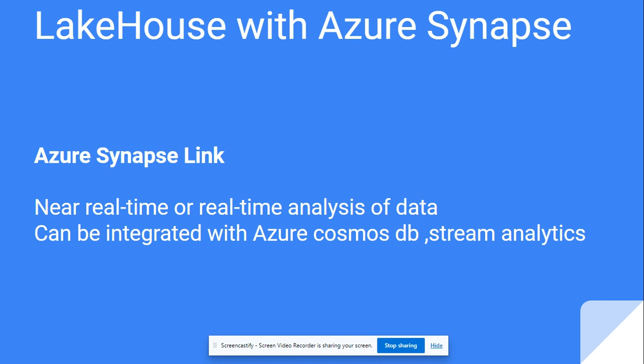Finally, we are going to see what is Azure Synapse Link. Azure Synapse Link is used to perform the analysis of near real time or real time data. It can be integrated with Azure Cosmos DB and Stream Analytics for performing the analysis of real time data.